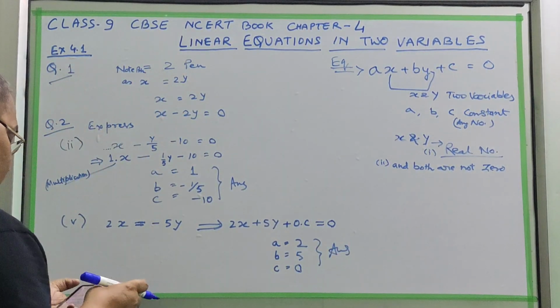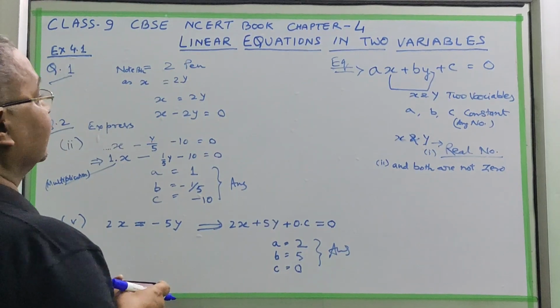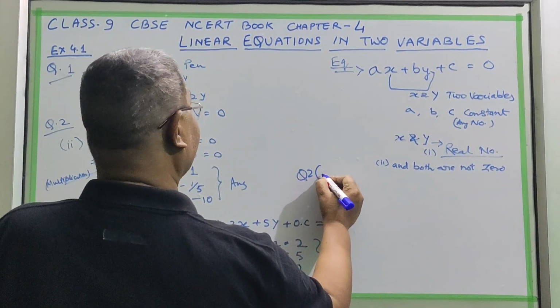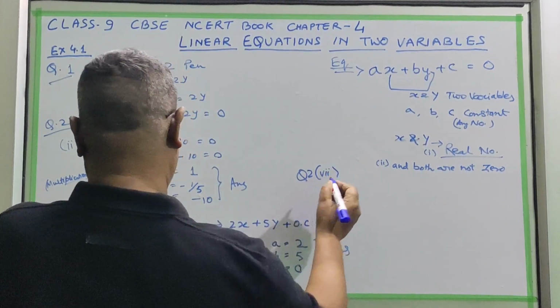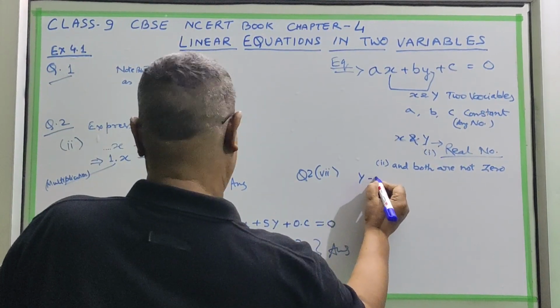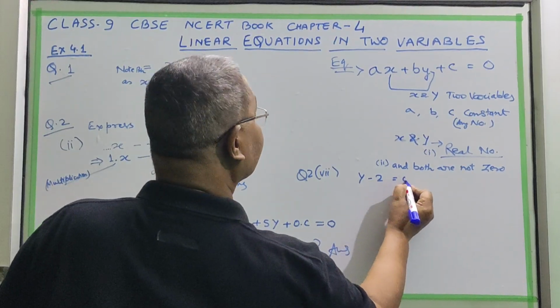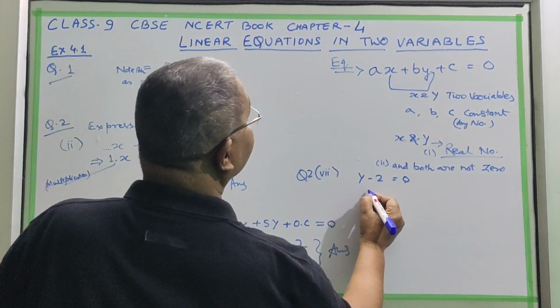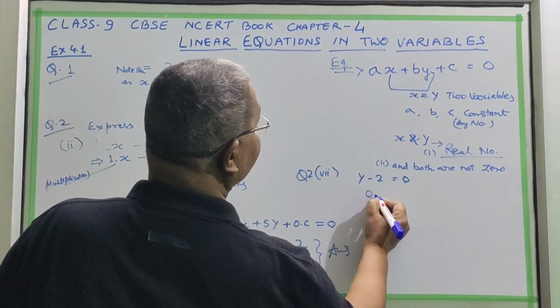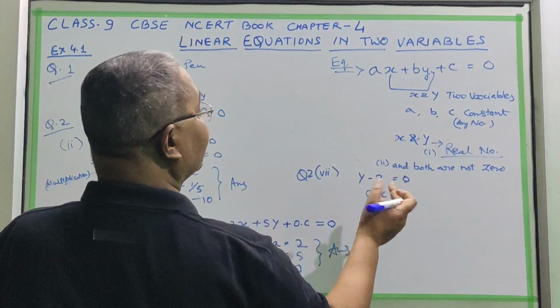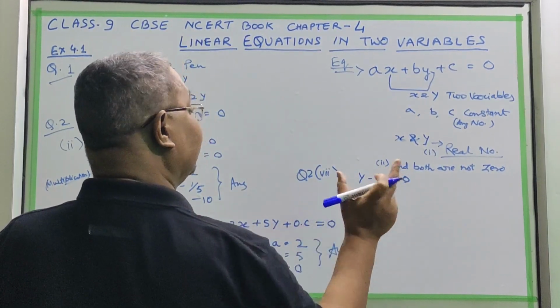Now we will go to the second question, the seventh sub-question. Here, y minus 2 equal to 0. Here x is not there, so what will we presume? We will presume 0 dot x. So 0 dot x means it will be 0 and it will not affect your equation value.